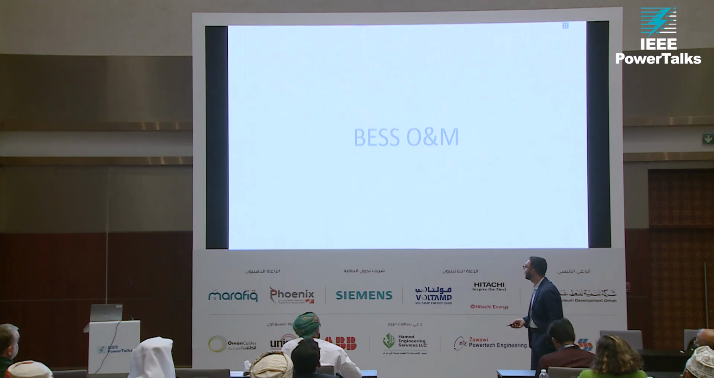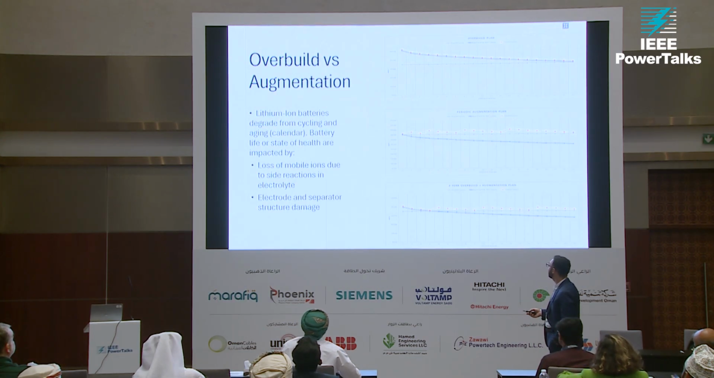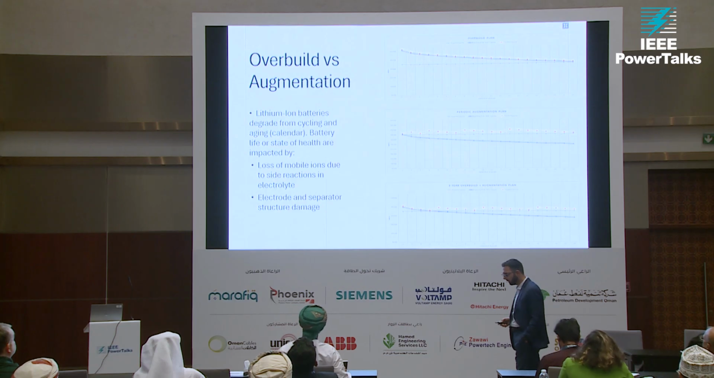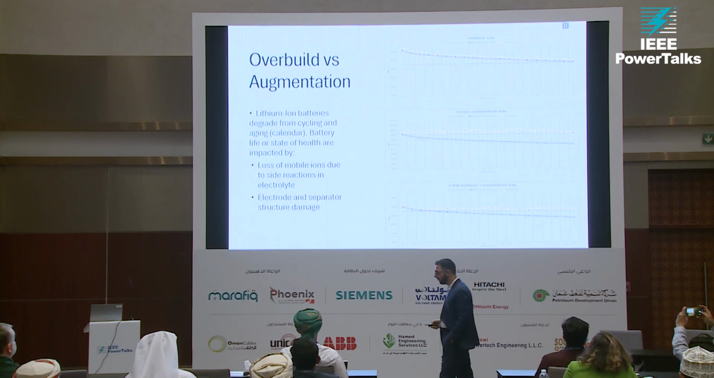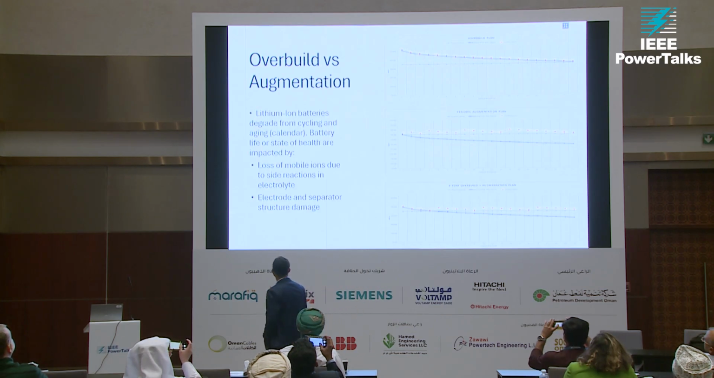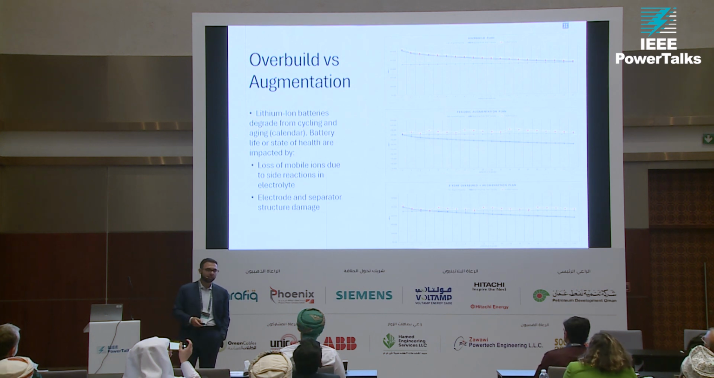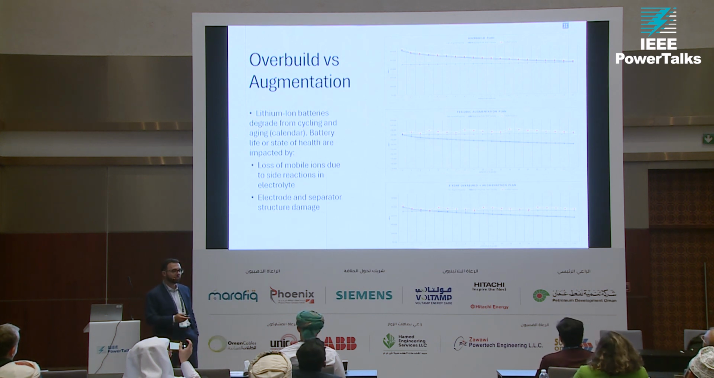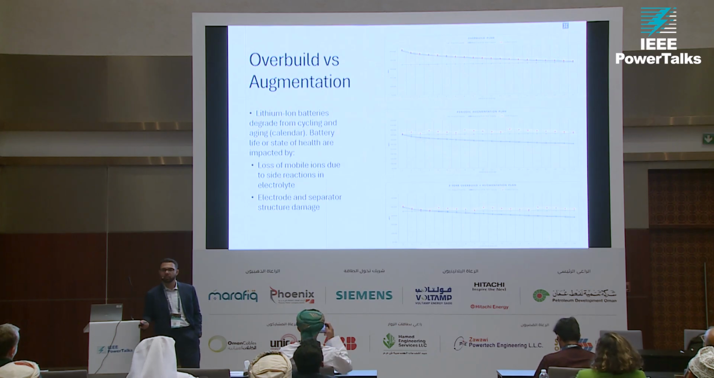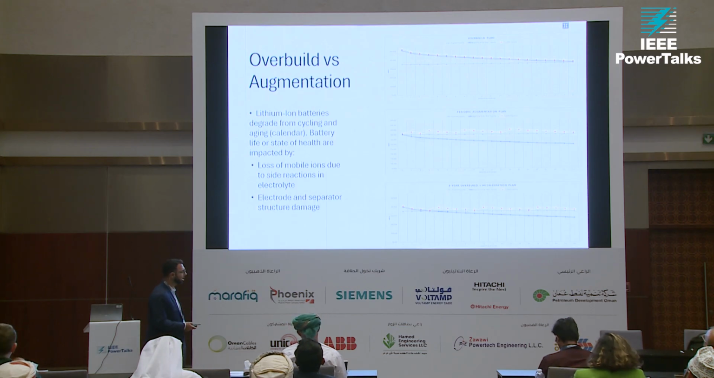Okay, let's move to the next topic, and we'll open questions at the end. Yeah, so there was a question earlier about augmentation and overbuild and degradation and all that. So, let's talk about that. Yeah, batteries degrade. That's common knowledge. Everyone knows about that. Your degradation curve looks at anywhere between, let's call it, 30% to 35% over 20 years. That's kind of the typical degradation curve on an LFP cell.